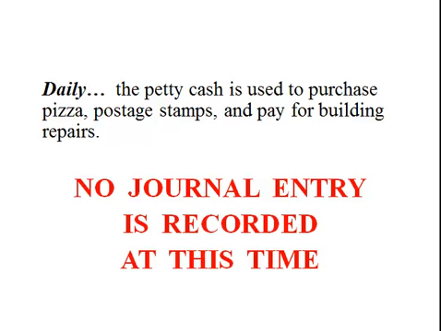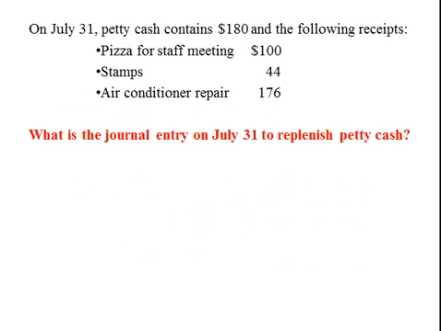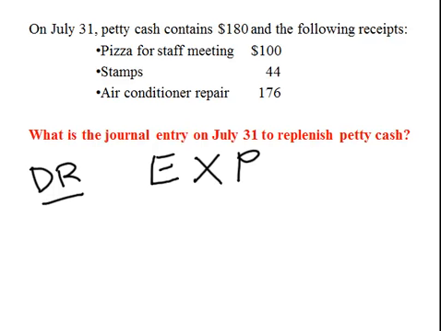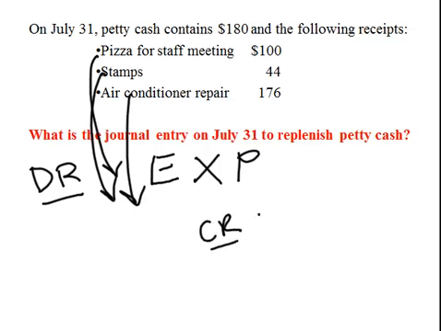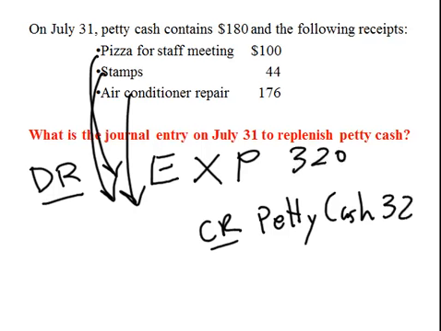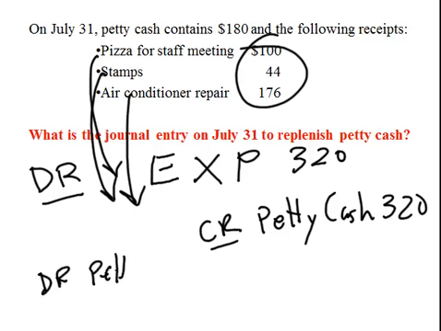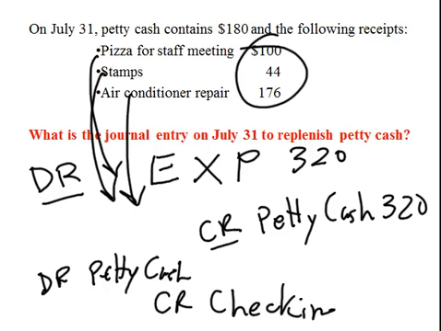As we daily operate our business and use the petty cash for a variety of items, we will not record any journal entries. We will wait until the end of the period when we need to replenish the petty cash fund. At the end of the period, we will debit a variety of expense accounts to record the $320 that has been used during the month. We will have entertainment expense, postage, and repairs expense, and we will credit petty cash that we have used. In this example, $320. In order to replenish the petty cash fund, we will need to debit petty cash as we take more money out of our checking account.